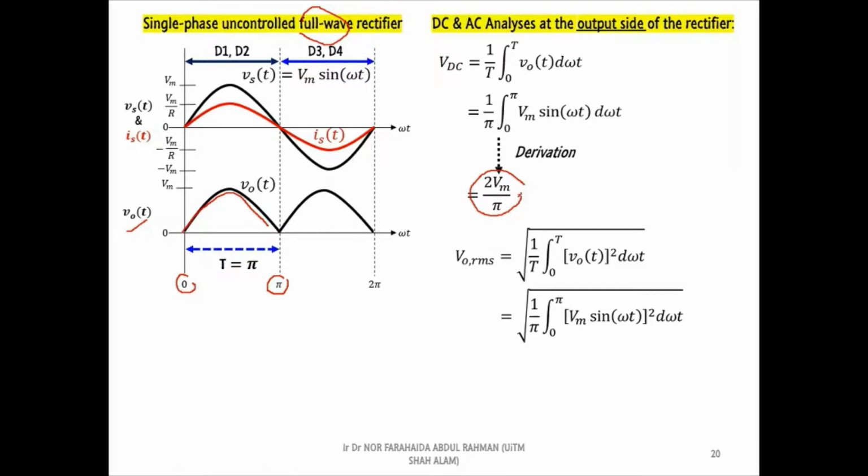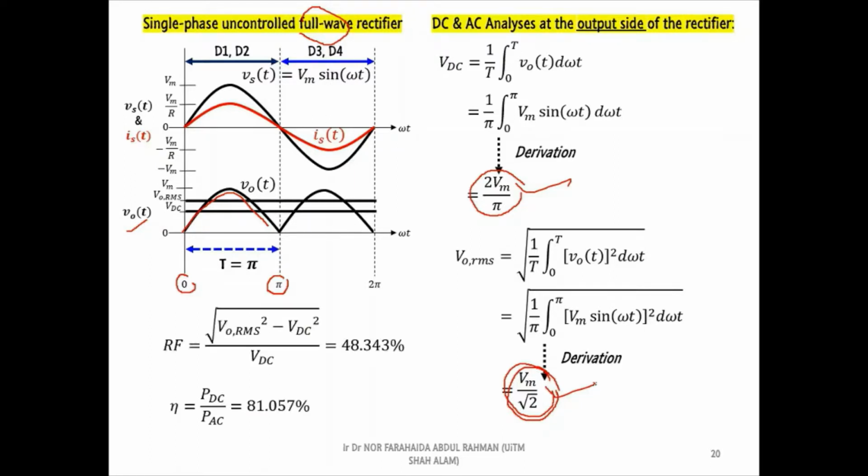Meanwhile, the RMS output voltage is equal to Vm divided by root 2. Next, based on these equations, we can sketch their waveforms as follows. Finally, the ripple factor and the efficiency of the full wave rectifier are 48% and 81% respectively.